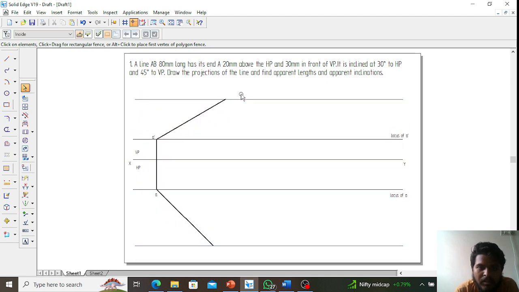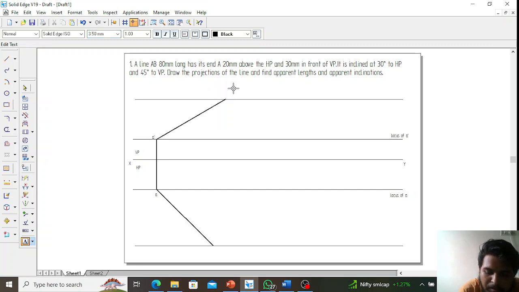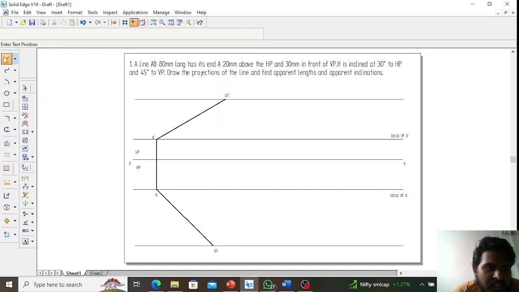Okay. Now I am selecting the line option again and I will change the thickness to 0.13 mm and I will project this line downwards. First name this line, name these points. So as this is the original line, I will name this as B1 dash and I will name this as B1.